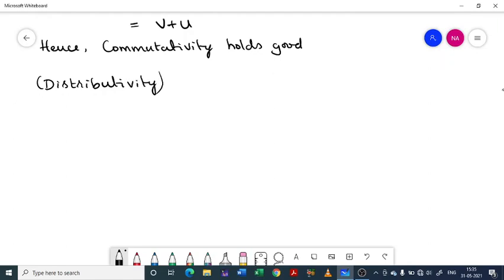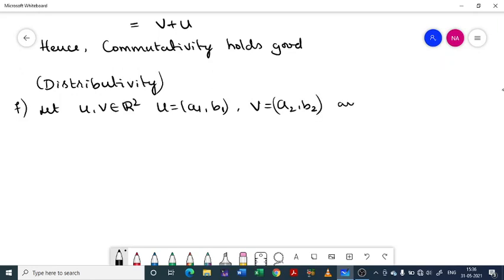Actually within that you will be getting F. Let U comma V belong to R square, so U will be A1 comma B1 and V will be A2 comma B2, and K1 comma... Here we used alpha, so alpha comma beta belongs to R. F we are not taking here, I will take it from next. Okay, in general I am taking for all three distributive laws.